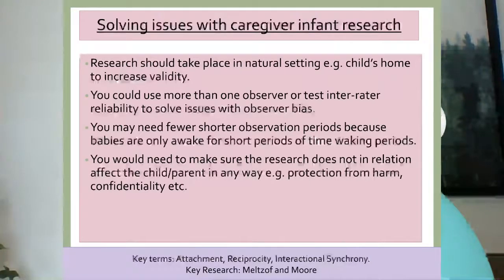You could do fewer, shorter observations, so make them quick, like 20 minutes, something like that, and only do like 1 or 2 a day. So this accounts for the shorter times that the baby is awake, and it means that that baby doesn't become distressed with the situation also.